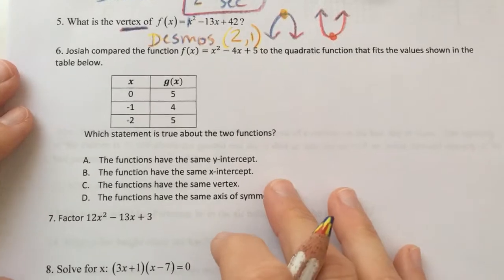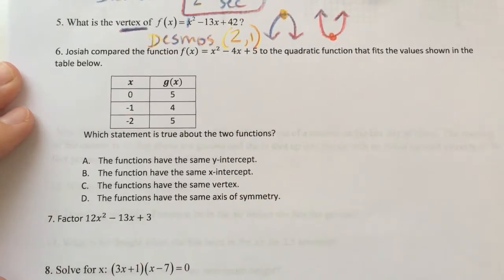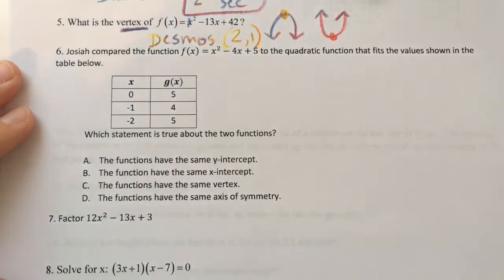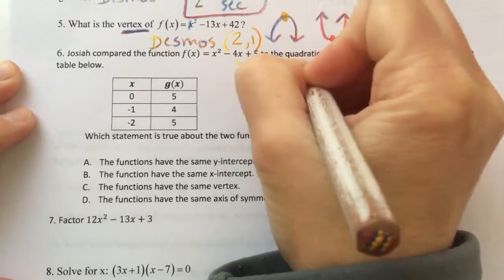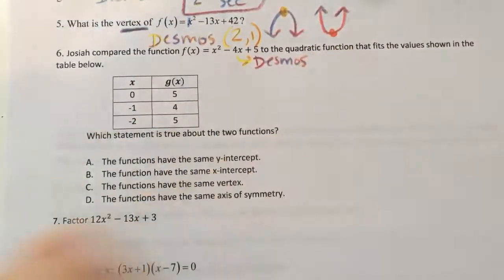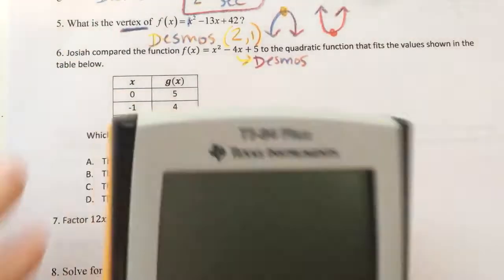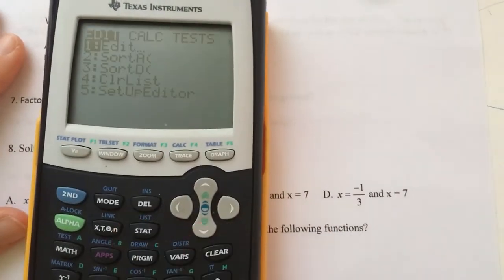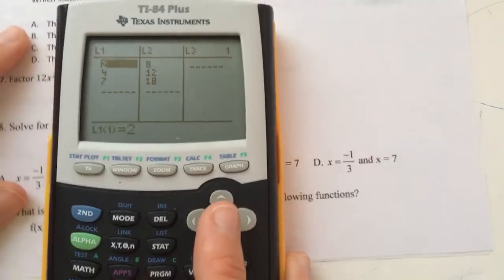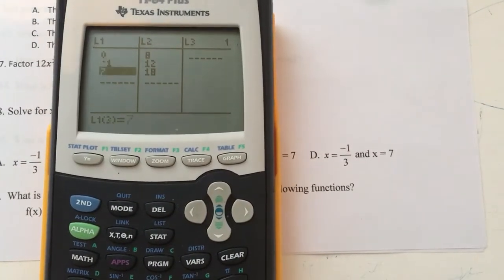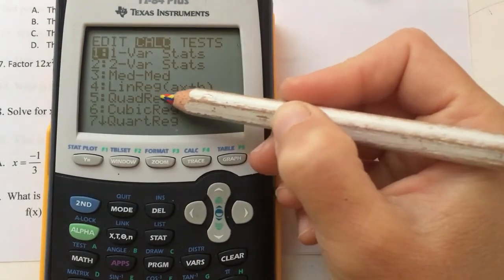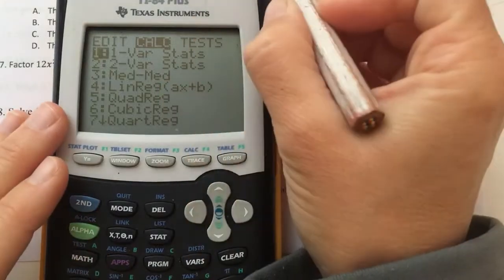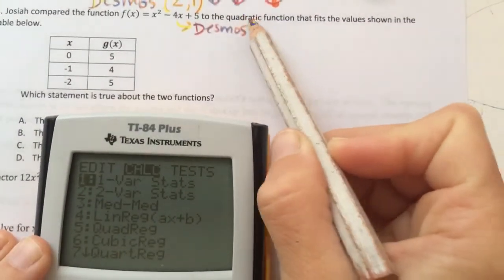Alright, number 6, Josiah compared the function x squared minus 4x plus 5 to the quadratic function that fits the value shown in the table. Which statement is true about the two functions? So I'm going to put this one in Desmos. I also want to put this one in Desmos, but I can't do that until I put it in stat and get the equation. So I'm going to hit stat, edit, and I'm going to type in 0, negative 1, negative 2, 5, 4, and 5. Stat, calc. Sometimes it's linear, sometimes it's quadratic, sometimes it's exponential. So if you go back and read the question, this one says that it's quadratic.